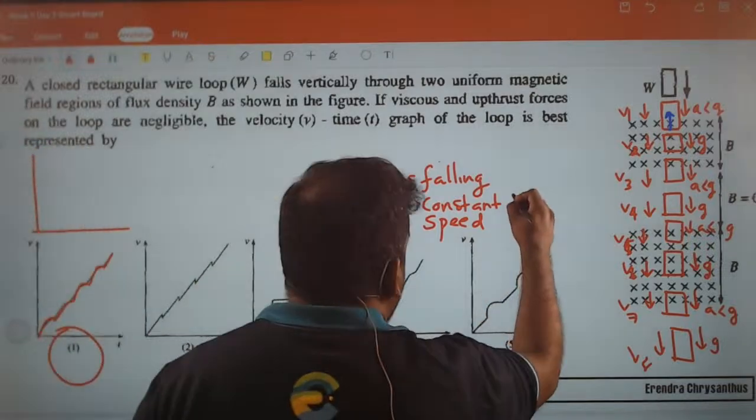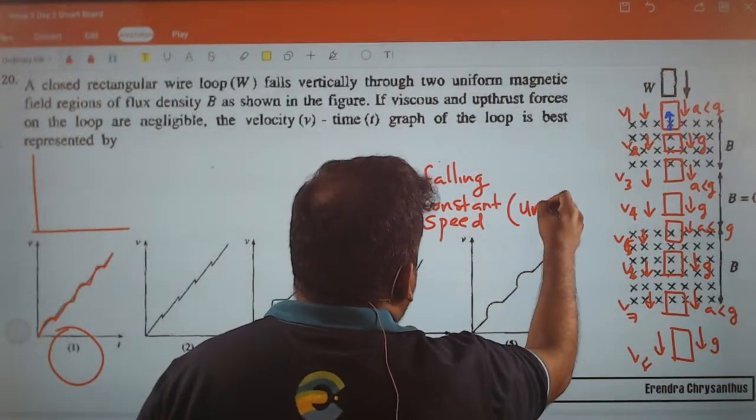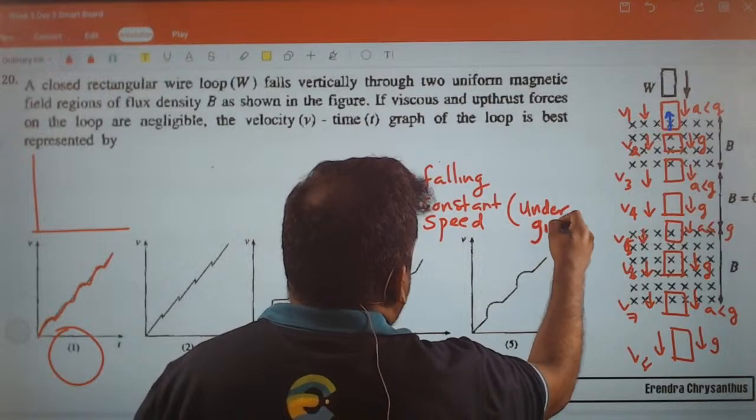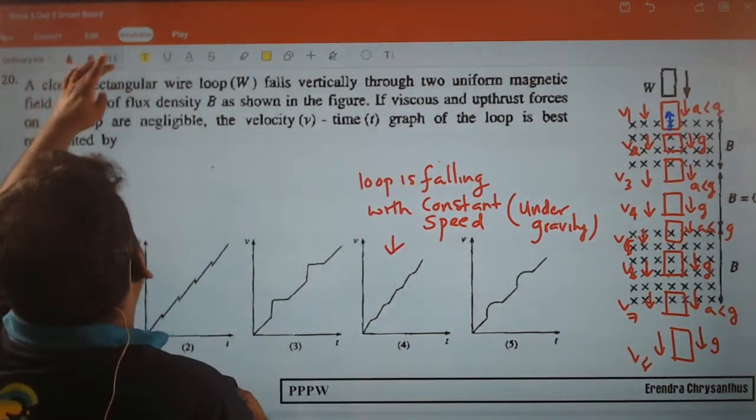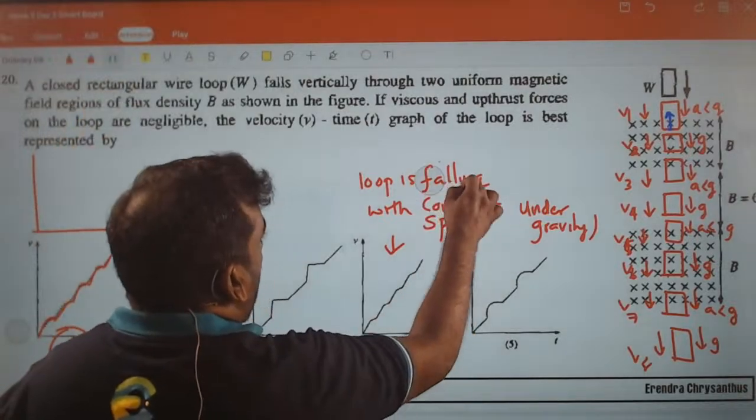Constant speed under gravity. So you can't say falling. Well, you can say this without the word falling.